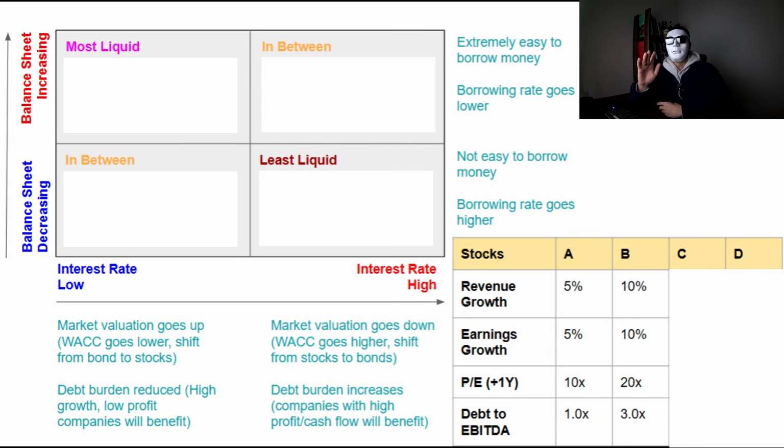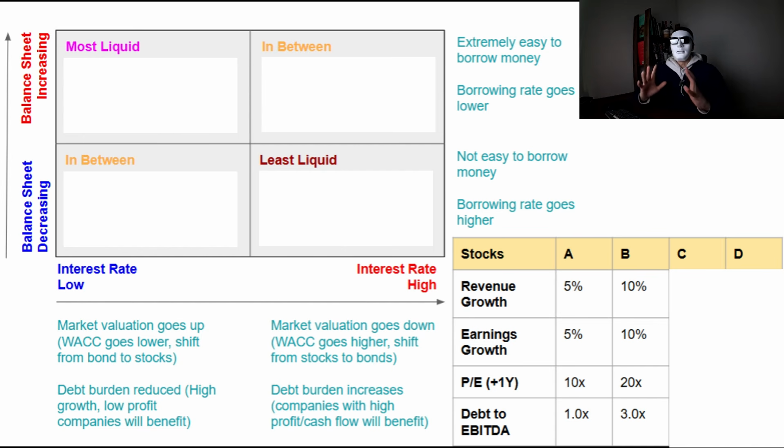Okay, for Company B, let's assume that Company B has revenue growth of 10%, earnings growth of 10%, price to earnings ratio of 20 times, and debt to EBITDA of 3 times. So basically, Company B has some growth, but is trading at a slightly higher valuation of 20 times price to earnings ratio, and its debt to EBITDA is at 3 times, which means the company has some debt. So Company B has okay growth, slightly high valuation, and some debt.